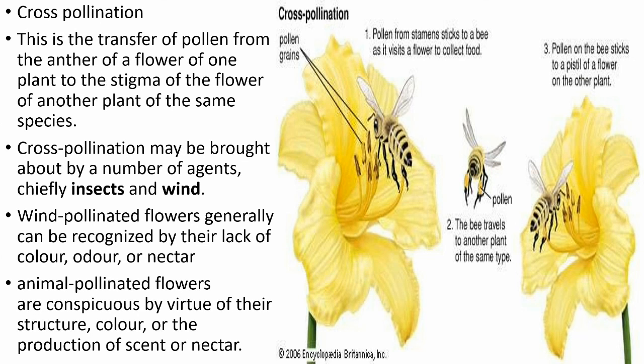So we have the insect-pollinated flowers. Insect-pollinated flowers are conspicuous by virtue of their structures, the color, and the production of scent and nectar. These are the things which attract the insects or the animals to them and enable them to help transfer the pollen grain from the anther to the stigma.